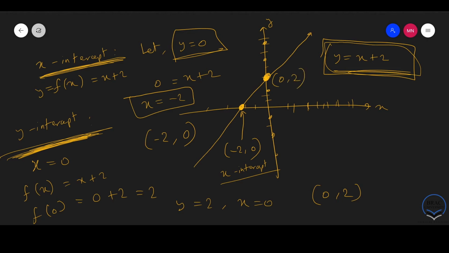Right, so whenever we try and find the x-intercept, we set y to be equal to 0 and solve the function for the value of x. And when we want to find the y-intercept, we set x to be equal to 0 and we find the value of y. Right, so now let's take a look at some function. We have f of x is equal to (x minus 6) whole squared minus 4.